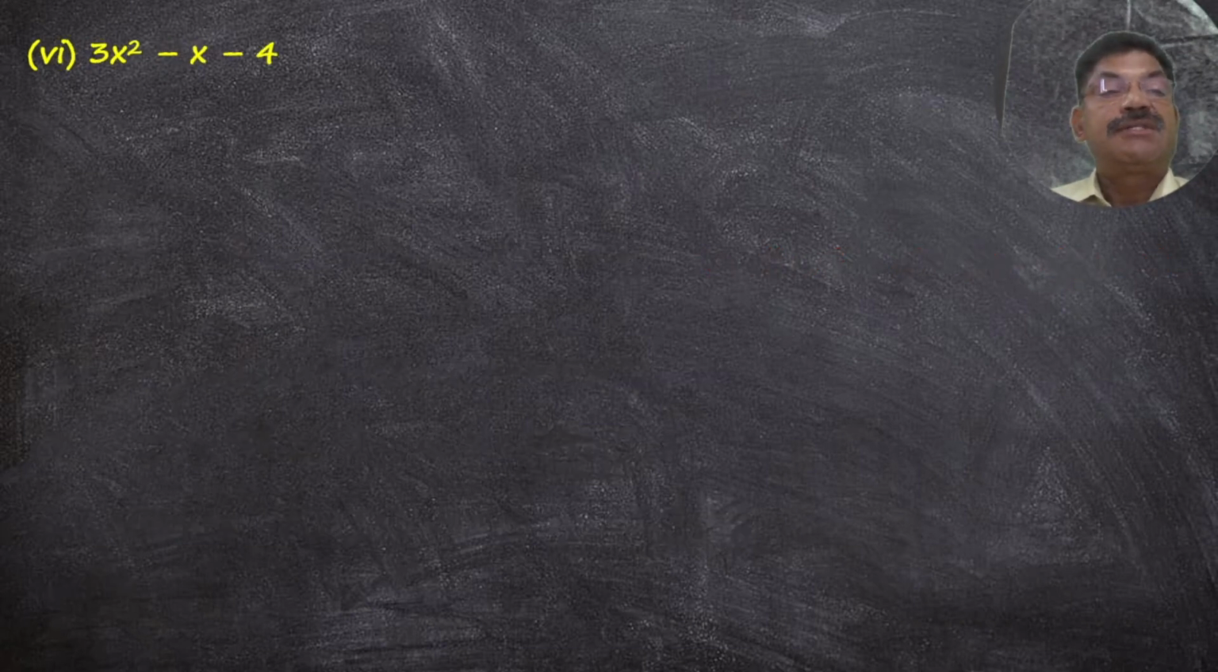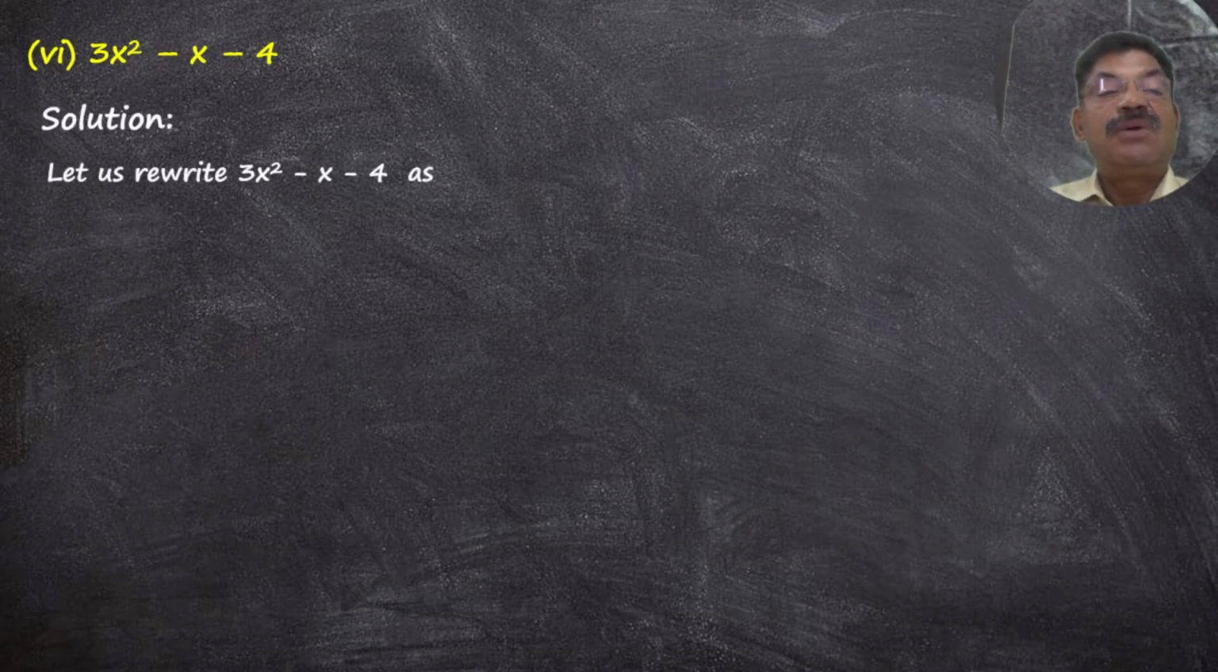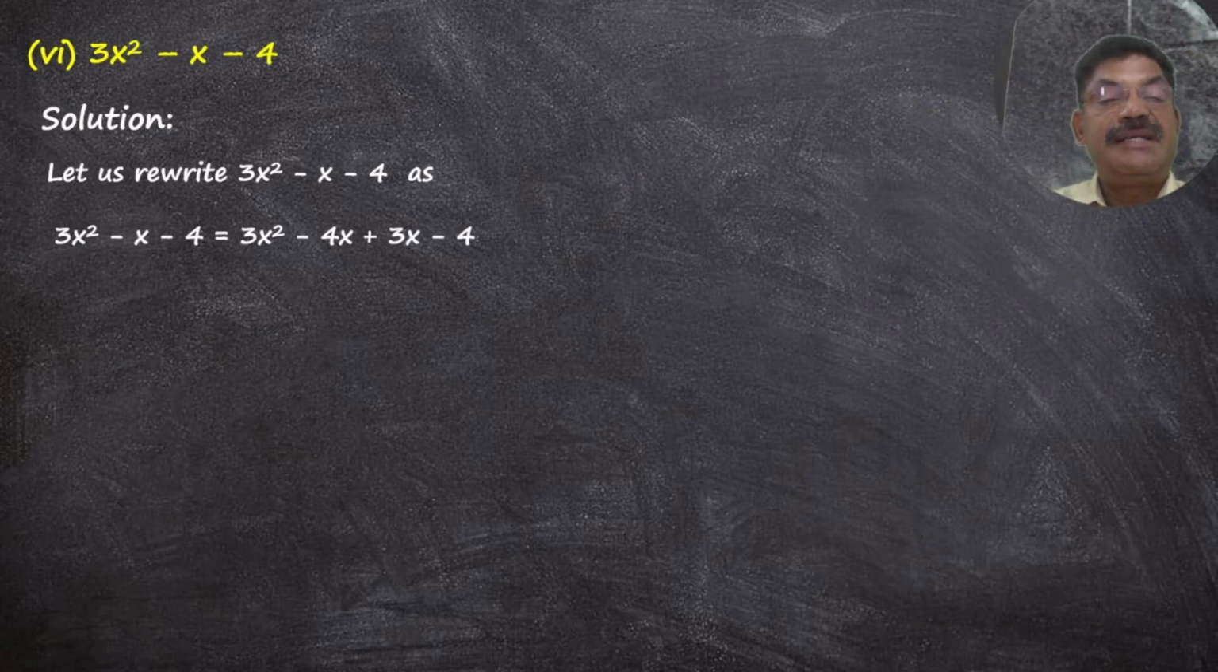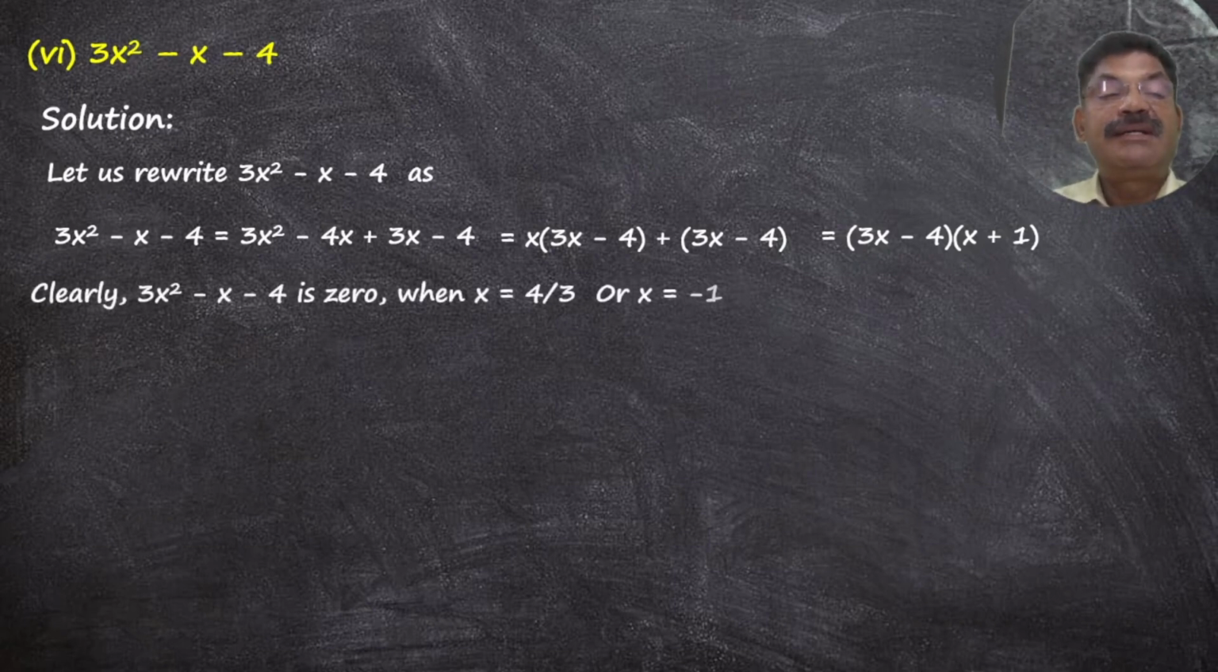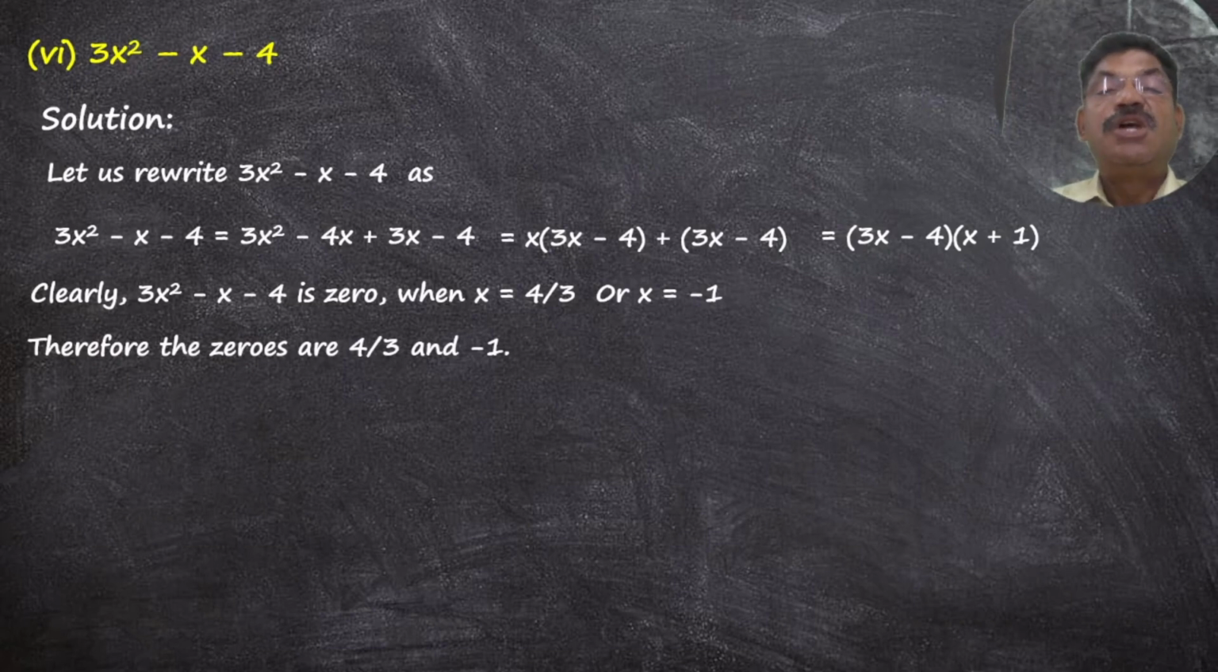Now let us move on to the last problem. 3x square minus x minus 4. So here a equal to 3, b equal to minus 1, c equal to minus 4. Now we rewrite the given polynomial as 3x square minus 4x plus 3x minus 4. So first two terms x is common, you take it outside, you get x into 3x minus 4. Last two terms you write as such. 3x minus 4 is common, therefore it is 3x minus 4 into x plus 1. Now you can clearly find the zeros of the polynomial, just equate the factor to 0. So you get x is equal to 4 by 3 or x equal to minus 1.